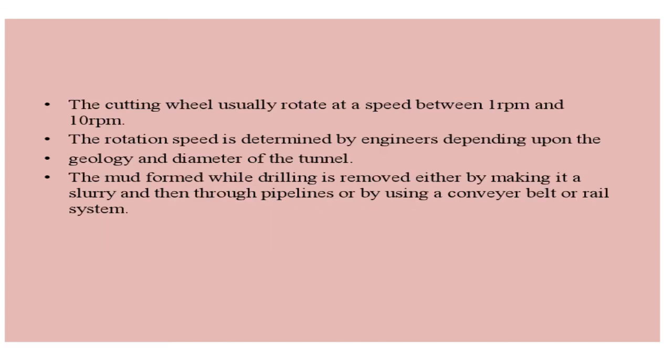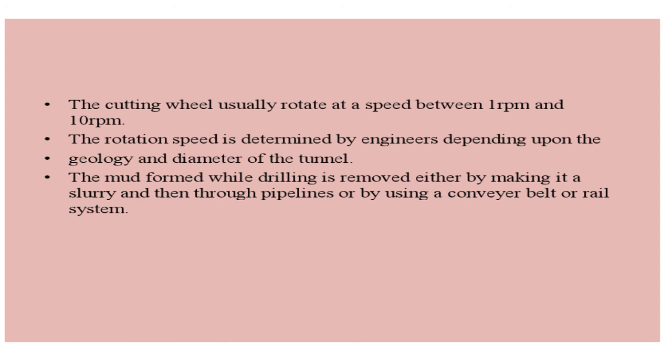The cutting wheel usually rotates at a speed between 1 rpm to 10 rpm. The rotation speed is actually determined by the engineers. There are some factors on which this rotation speed is determined. It depends upon the geology as well as the diameter of the tunnel.